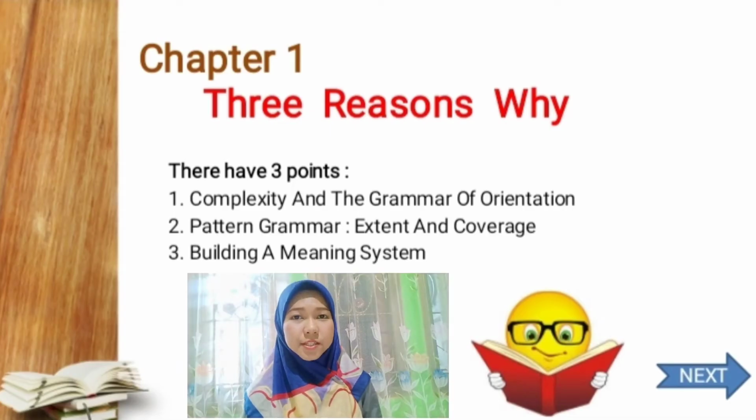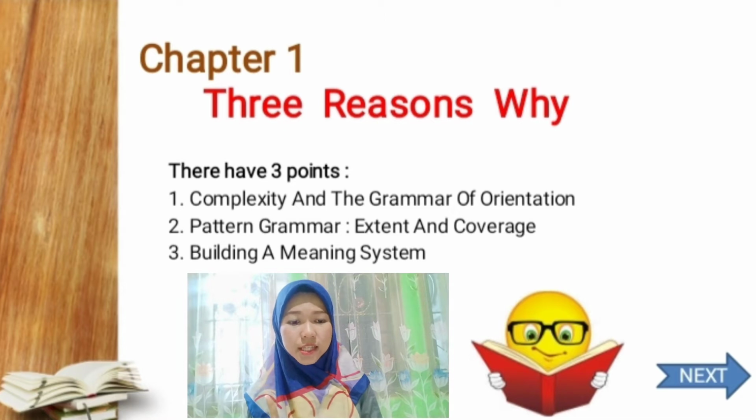Okay, the first material discusses three reasons why. In this chapter, it talks about recognizing that the relationship between teaching and learning is indirect. Even if a form is understood and produced under controlled circumstances, this does not guarantee that learners will be able to use it. These have three main points.